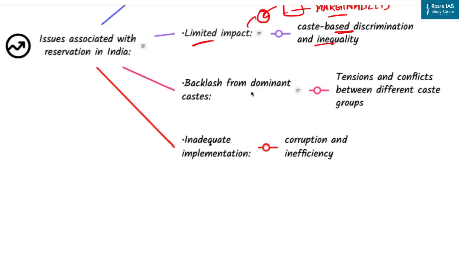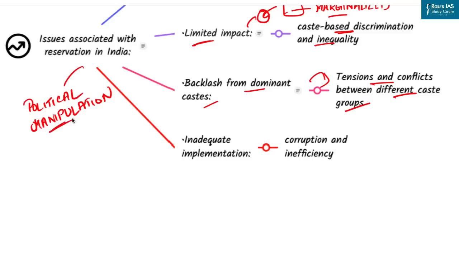The next issue is backlash from dominant castes. Reservation has often been met with resistance from dominant castes who see it as a threat to their own interests and privileges. This has led to tension and conflicts between different castes and groups, and in some cases, even violence.